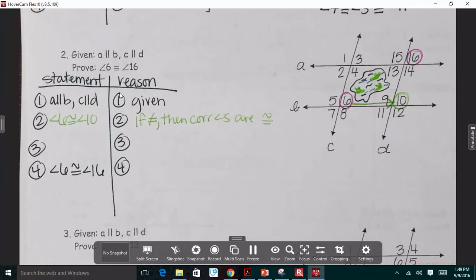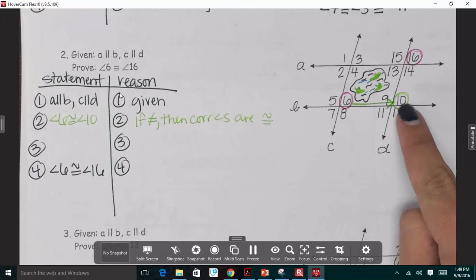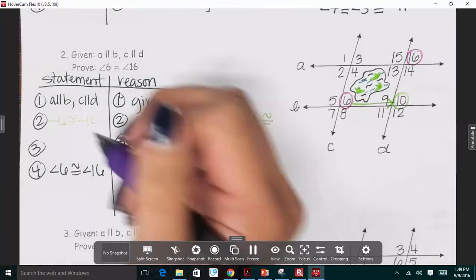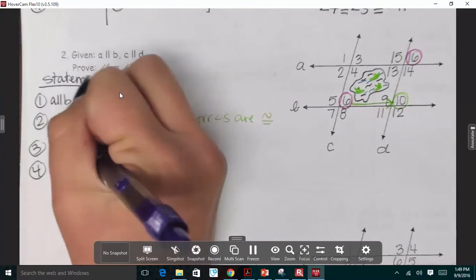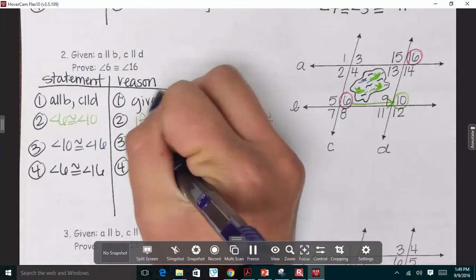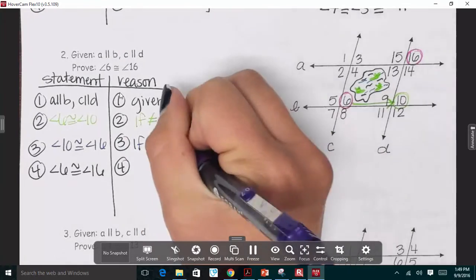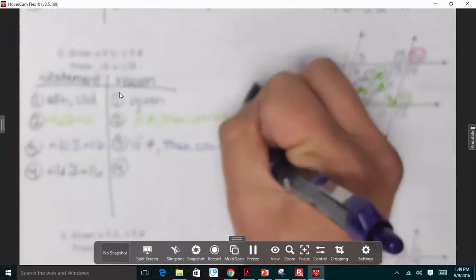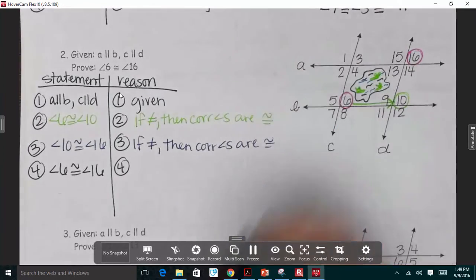Okay? Now, if we went from 6 to 10, now we want to go directly from 10 to 16. So what relationship does 10 and 16 have? Corresponding. So we have angle 10 is congruent to angle 16 also because if two parallel lines are cut by a transversal, then corresponding angles are congruent.